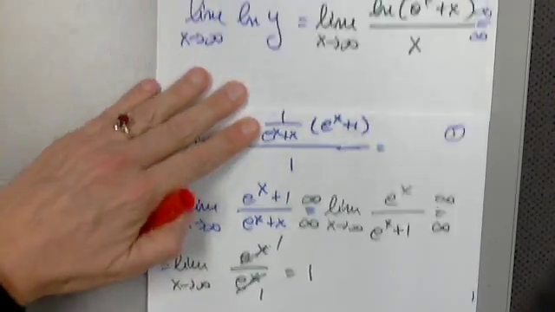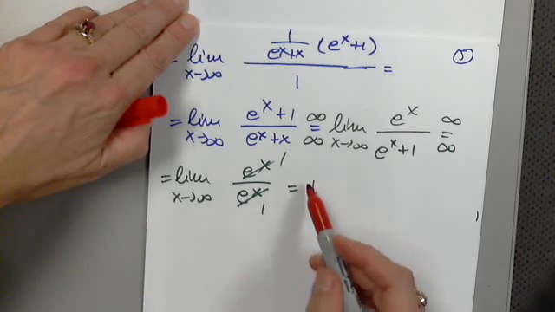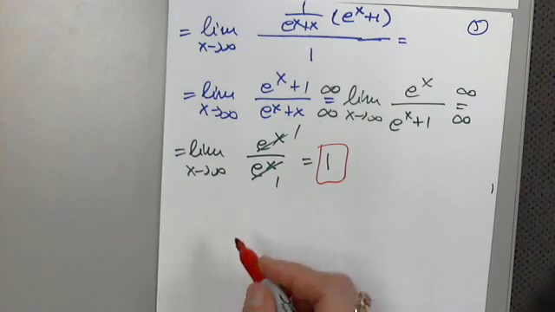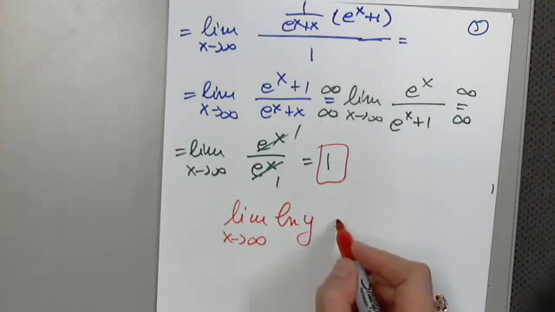Remember, I have to go back to the starting point and connect it to the end point. So we're going to copy the beginning. Limit as x approaches infinity of natural log y equals 1.